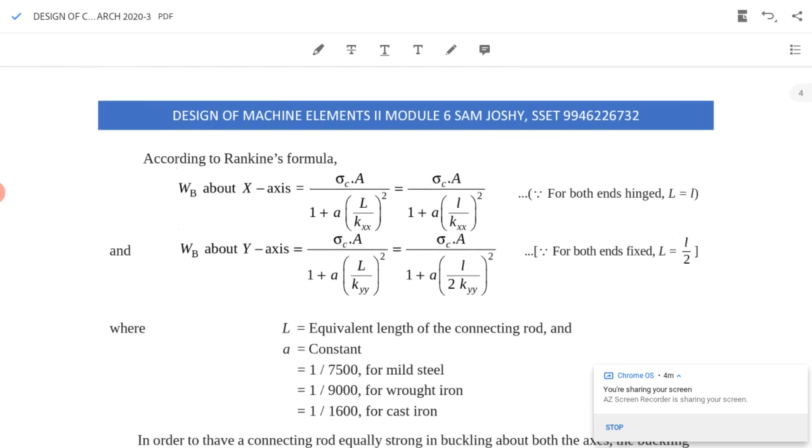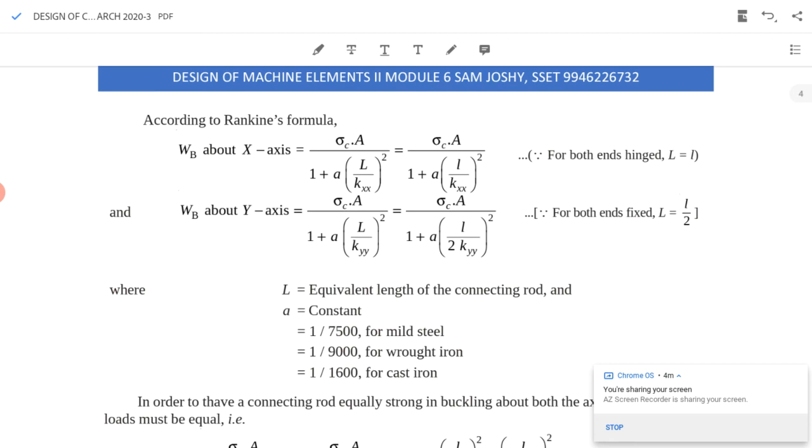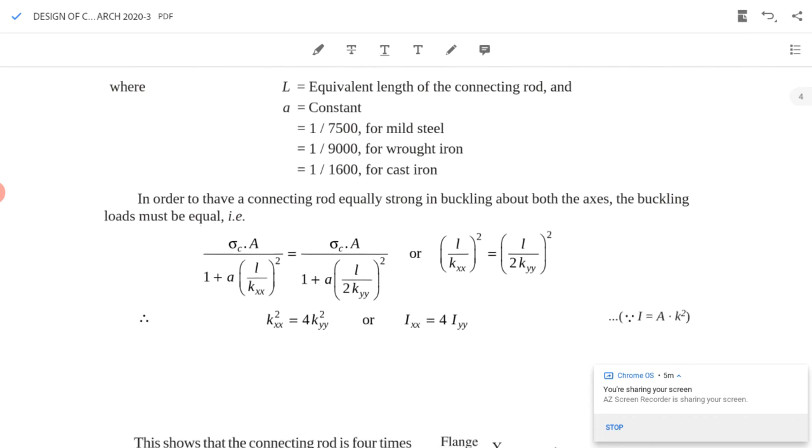So considering the buckling load about the x-axis, taking both ends as hinged, this is our equation. I am noting it as equation A. When it buckles about the y-axis, both ends are considered as fixed. This is equation B. Since it has to be equally strong in both these buckling cases, we can equate these two equations.